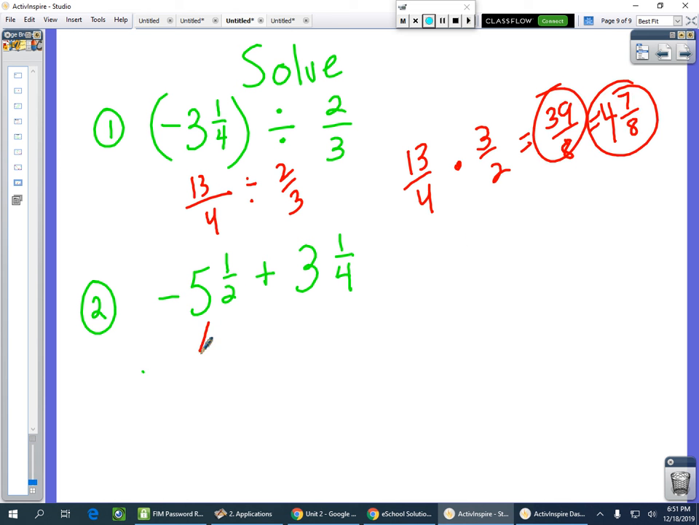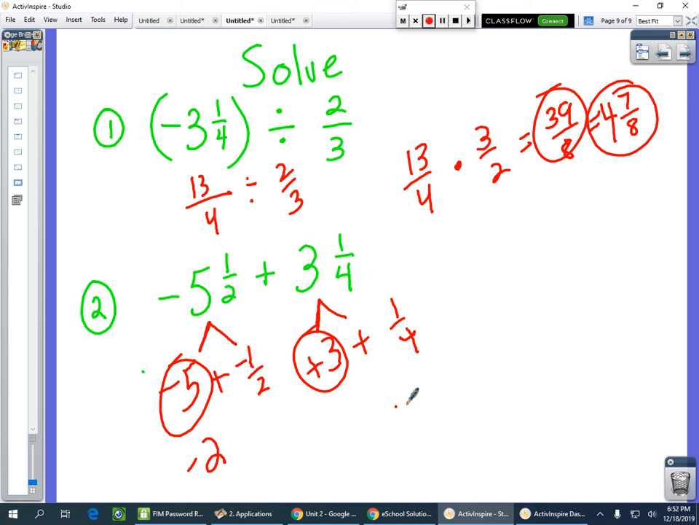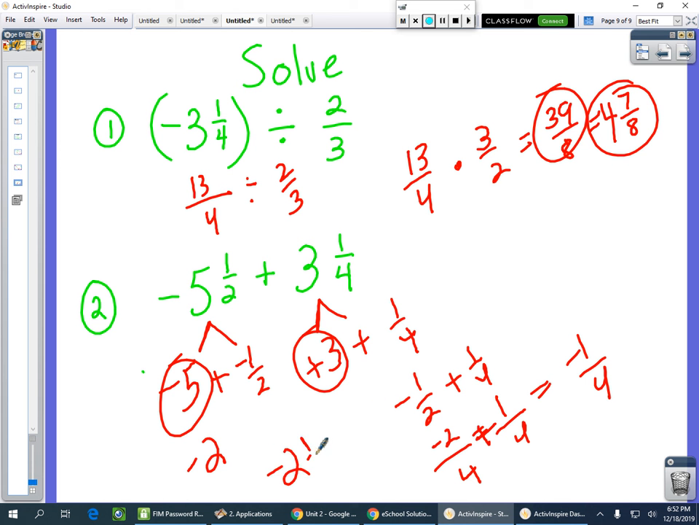Here you're adding, so we're going to separate the whole numbers. Negative 5 plus 3 gets me negative 2. Now I've got to add negative 1/2 plus positive 1/4, common denominator 4, times 2 times 2. You end up with, when you add them together, negative 1/4, which I can put together with the negative 2, and my final answer is negative 2 and 1/4.